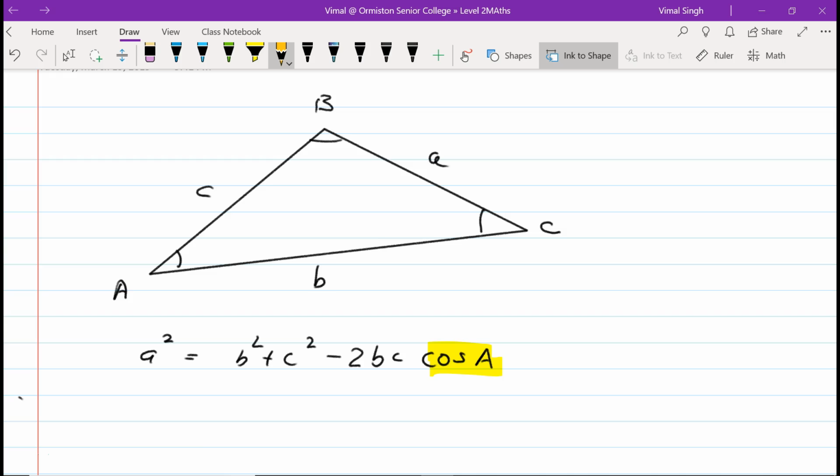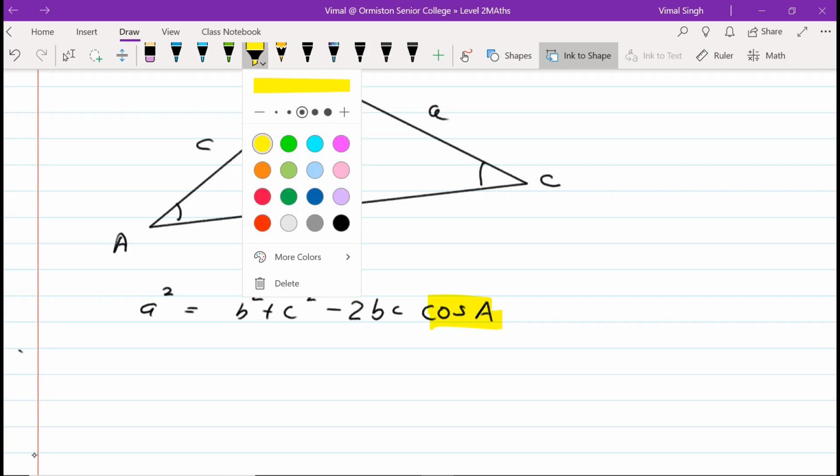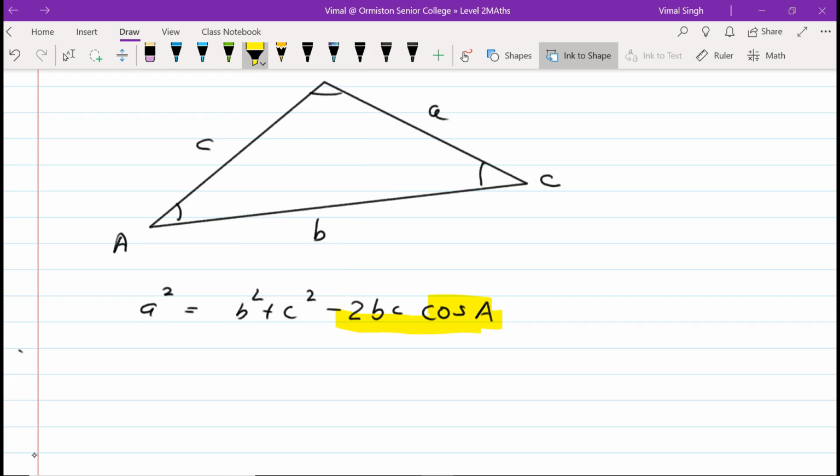And I have a formula over here for the cosine rule, which is a squared is equal to b squared plus c squared minus 2bc cos A. And you'll notice that I've highlighted cos A because I want to make cos A the subject of the formula. The reason why I want to do that is that I want to work out the size of angle A. And if you have been watching this carefully, you will notice that that bit over there is negative.